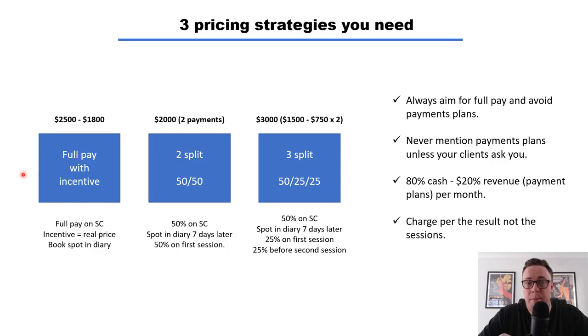So the first payment plan structure or pricing strategy is what I call full pay with incentive. It means that you want to have the normal price that you would charge somebody, but you want to put some money on top of that. And then when you offer your price, you want to give them almost like a discount. Who on earth does not like a discount? Now, you do not discount your normal price. You just add more to it than you take it off.